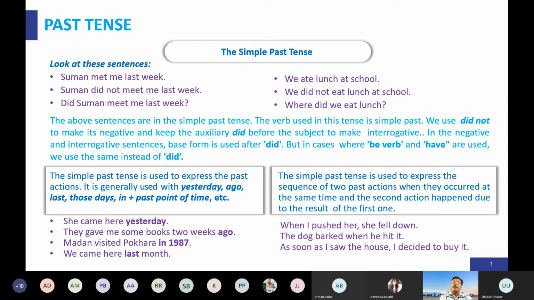Did you write in this? However you write it down. Student, did you get? Yes, sir.